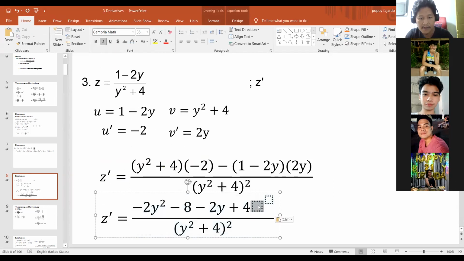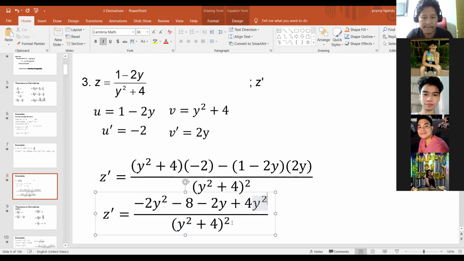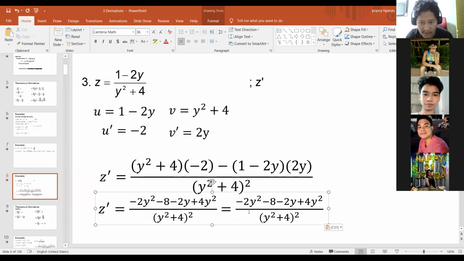4y squared. Okay. Then simplify na lang natin ito. Again, simplify. Simplify pa more. So this will be positive 2y, di ba? Negative 2y squared plus positive 4y squared.